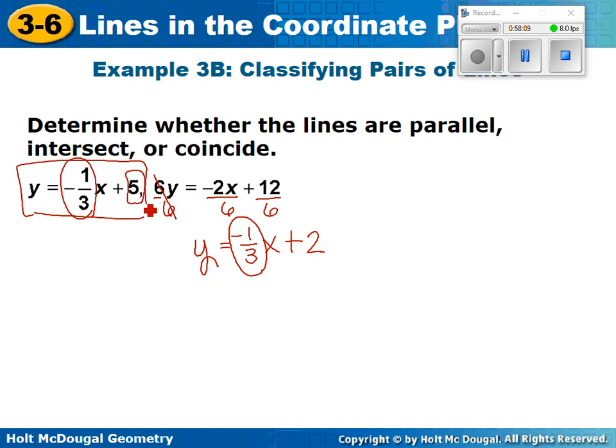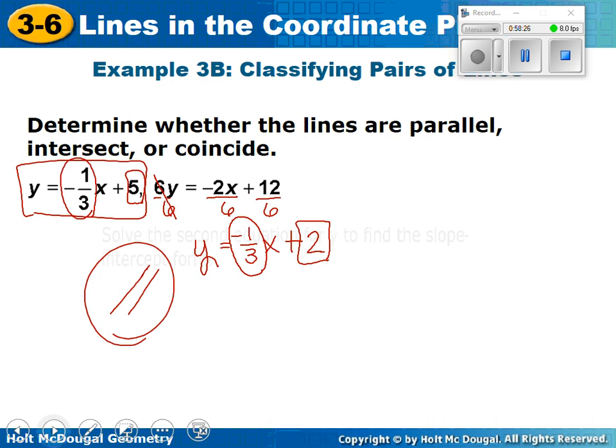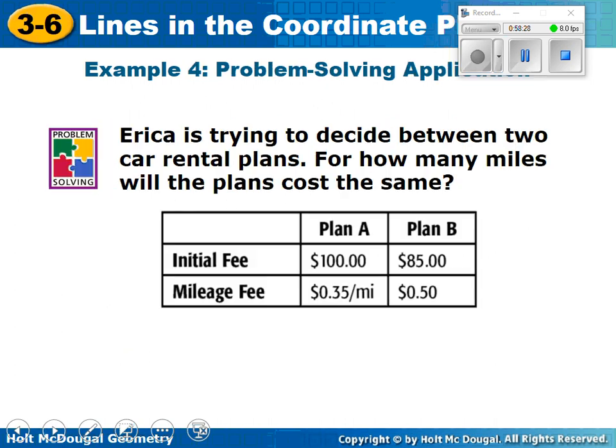The y-intercepts, because if they have the same slope and the same y-intercept, what are they? Coinciding. But do they have the same y-intercept? No, so these are just parallel. Okay, last example, is our word problem. So let's see if we can do this word problem.